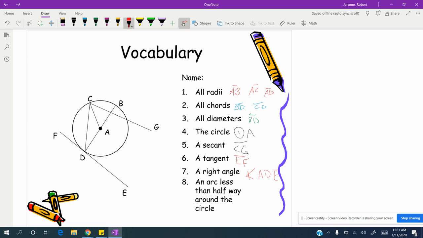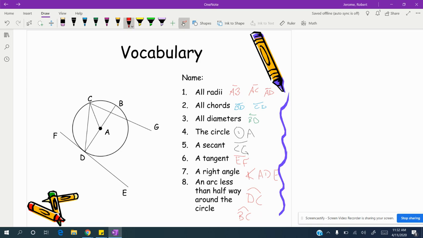And then we're asked to name an arc that is less than halfway around the circle. So something like D to C, that's less than halfway. So we can name it DC, and we put a little arc above it. We could use something like arc BC. And again, we'll put a little arc above it. DB would be halfway, so that's not going to be a good answer for this question.